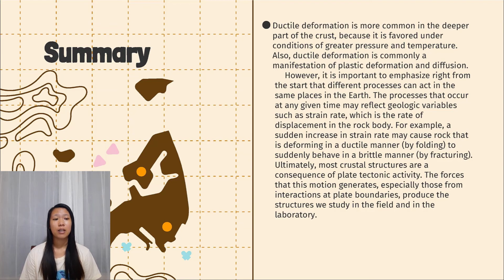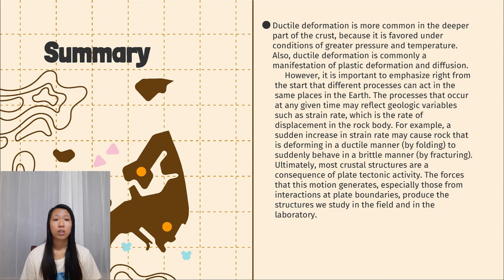However, it is important to emphasize right from the start that different processes can act in the same places in the Earth. The processes that occur at any given time may reflect geologic variables such as strain rate, which is the rate of displacement in the rock body. For example, a sudden increase in strain rate may cause rock that is deforming in a ductile manner by folding to suddenly behave in a brittle manner by fracturing.